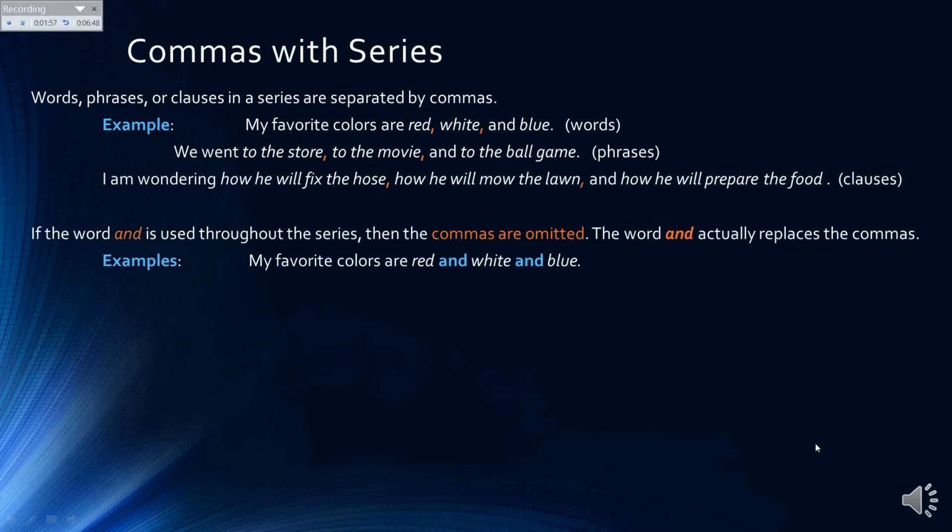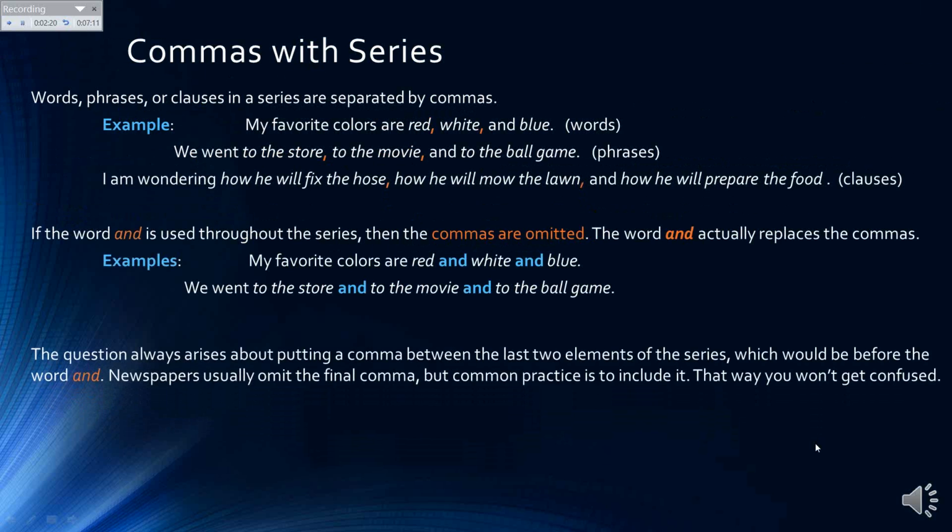So you're either going to separate these items with commas or you're going to separate them with and, but you cannot use a combination. Here's that sentence up at the top again. We went to the store and to the movie and to the ball game, using the word and to join your series rather than those commas.